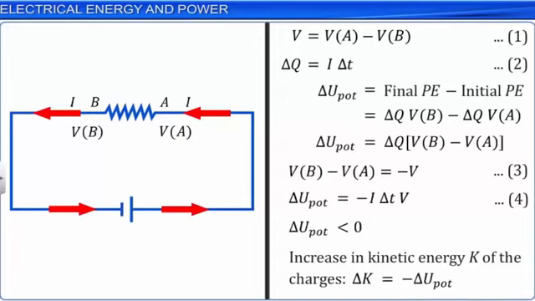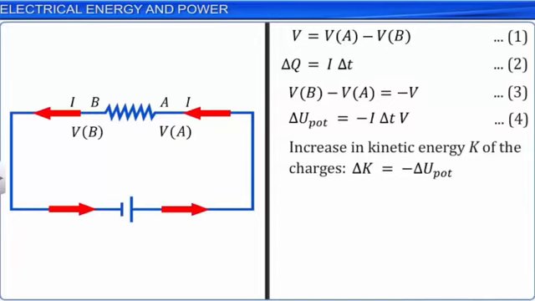From equation 4, we can say that delta K is equal to minus of minus I delta t V. This implies that delta K is equal to I delta t V. Let this be equation 5. Since the value of delta K is positive, its value is greater than 0.